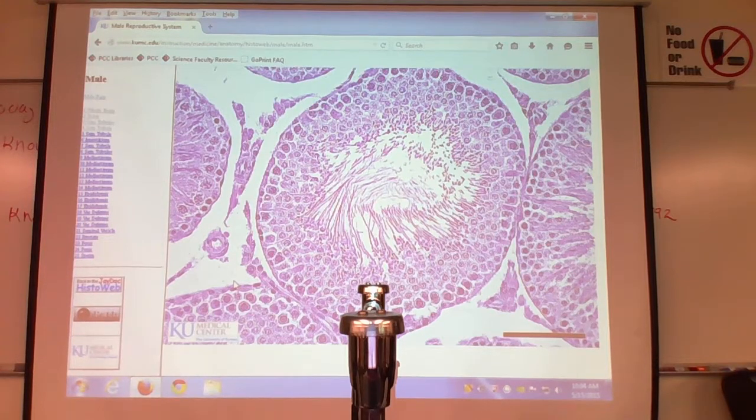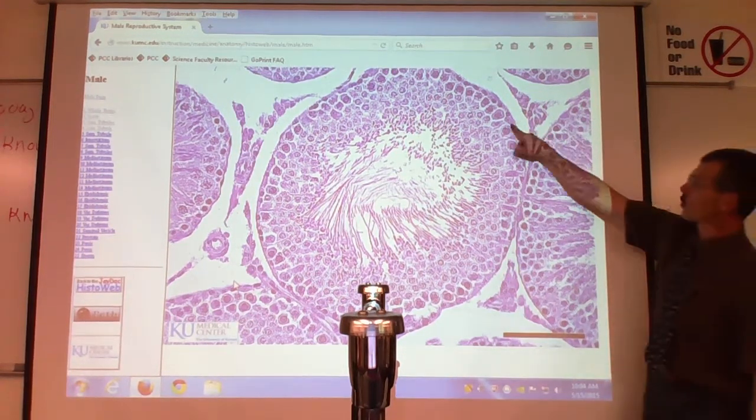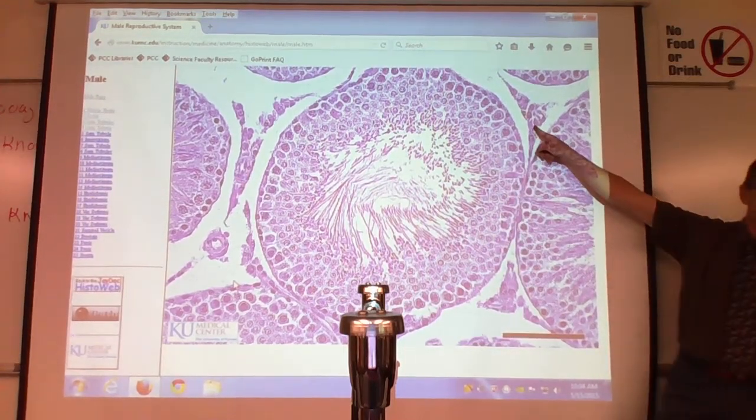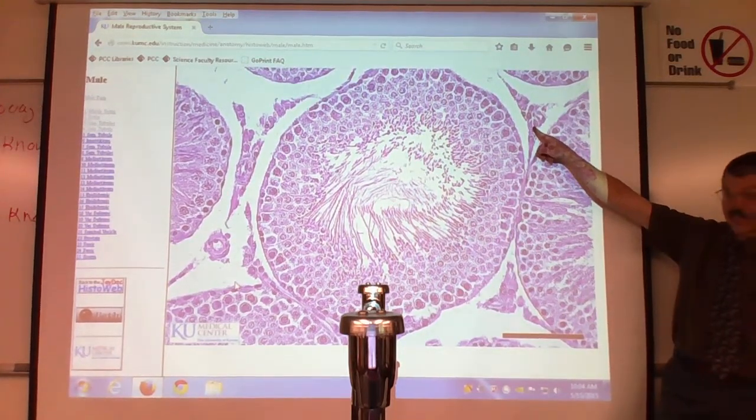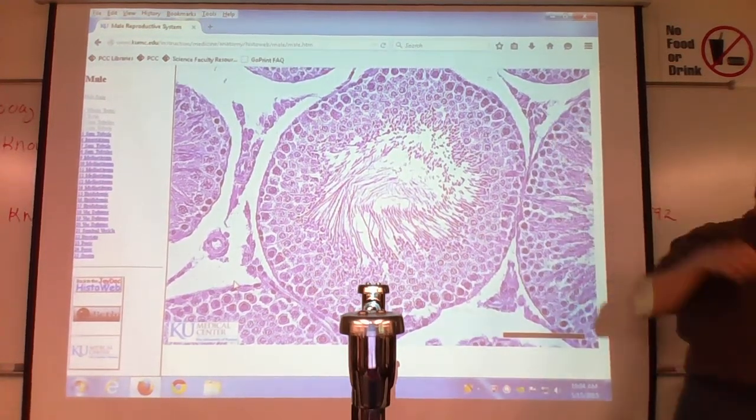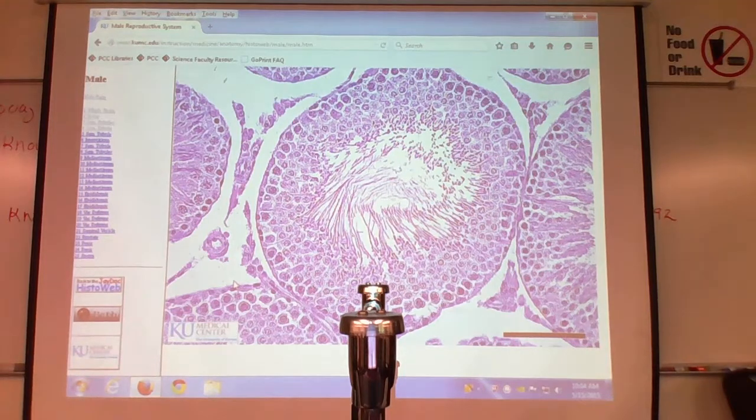Okay, now we have to name some cells within the seminiferous tubule. All right, we'll do the easy one first. There are cells which are not part of the ring. So these are rings. Those aren't. Interstitial cells, also called Leydig cells. So if you have a cell that's not in a ring, you're going to call it an interstitial or a Leydig. They're synonymous.